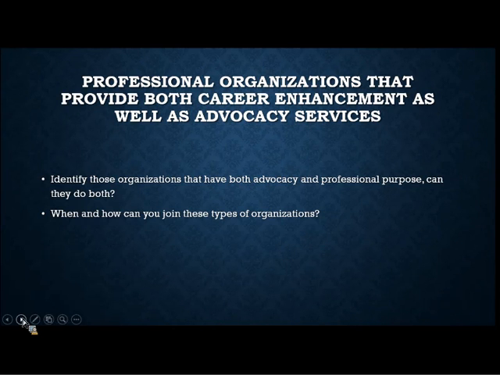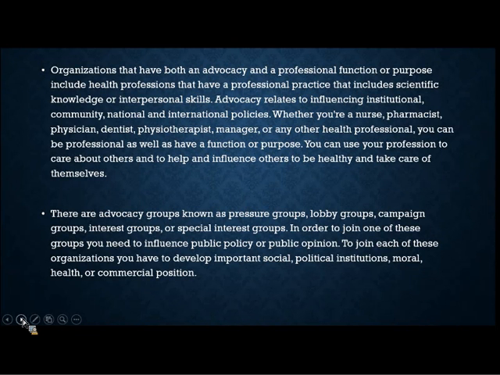So she was going to identify the organizations that have both advocacy and professional purpose, and can they have both? And when and how can you join these types of organizations? So she wrote, organizations that have both an advocacy and a professional function or purpose include health professions that have a professional practice that includes scientific knowledge or interpersonal skills. Advocacy relates to influencing institutional, community, national, and international policies.